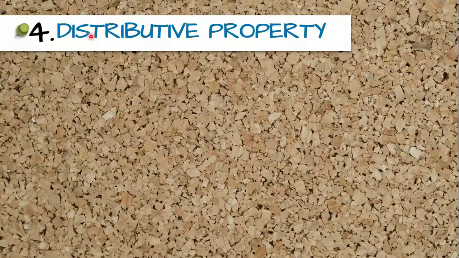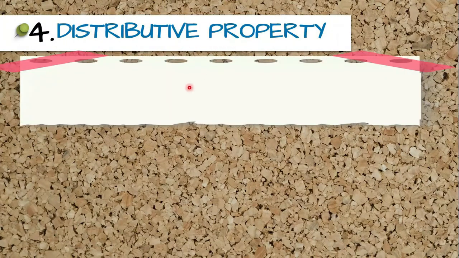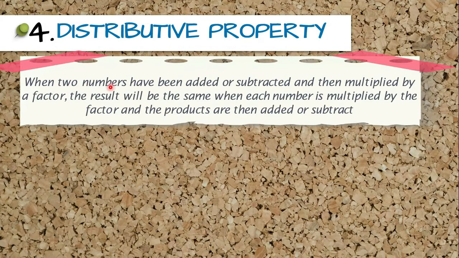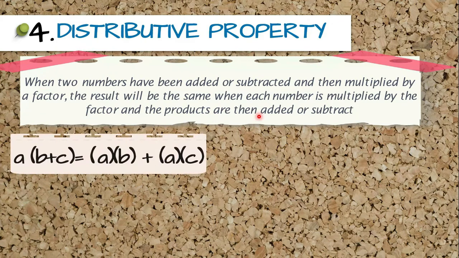Number 4 is distributive property. It states that when two numbers have been added or subtracted and then multiplied by a factor, the result will be the same when each number is multiplied by the factor and the products are then added or subtracted. So, it's a little bit complicated. First, we have A outside, and that is being multiplied to the quantity B plus C, and that will be now equal to A times B plus A times C.